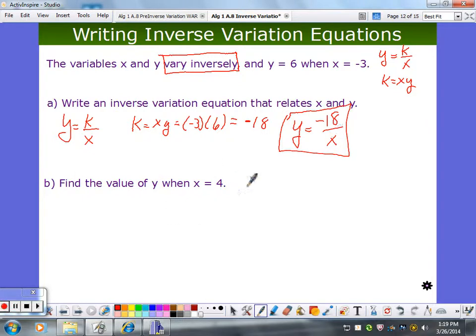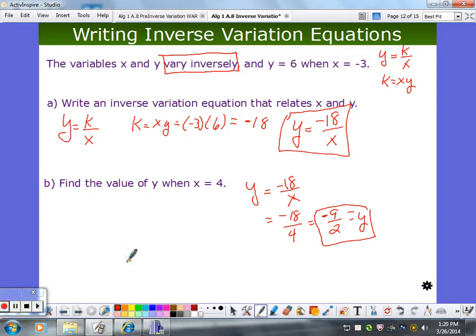Find the value of y when x equals 4. Now, I've got the equation. Right? So now you're telling me that x equals 4. So substitute in. Well, let's see. I can reduce that fraction, negative 9 over 2. So the value of y is negative 9 over 2 when x equals 4. Just plug it in. And again, we've done all these same things when we were working with direct variation, but now we're just using a different model for it. That's the same general idea.